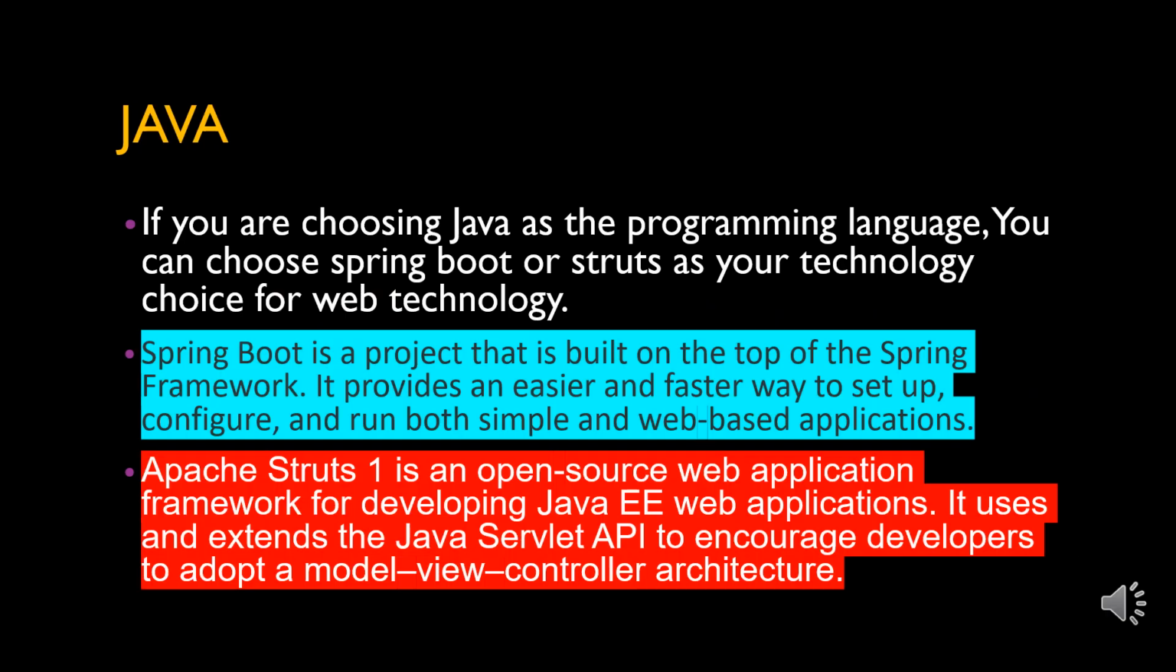Now you choose Java as your favorite programming language. You have two choices. One is you can use Apache Struts. If you are going to use Apache Struts, you can use servlets, JSP, and it will have a basic model view controller architecture, MVC architecture, and you can build your application with Struts.